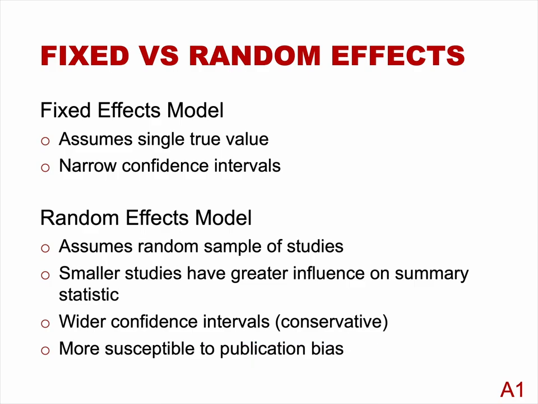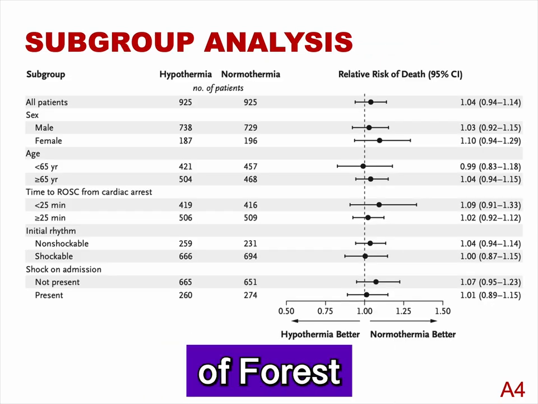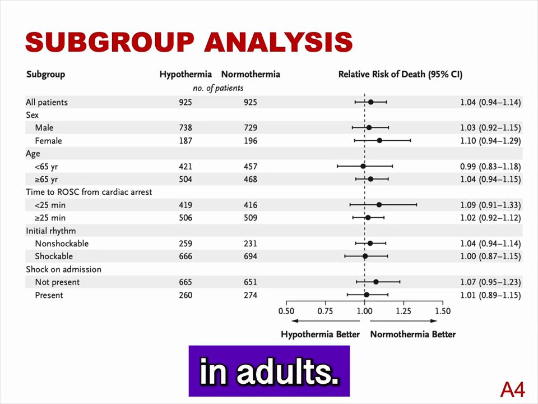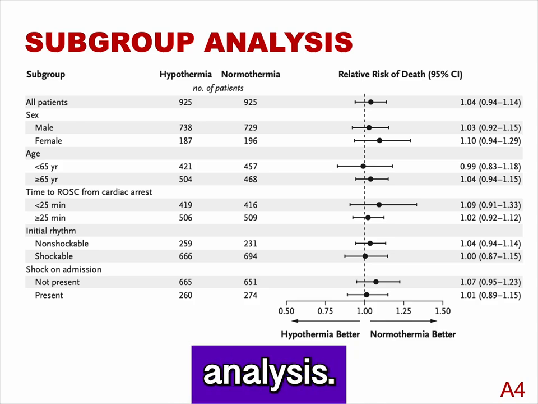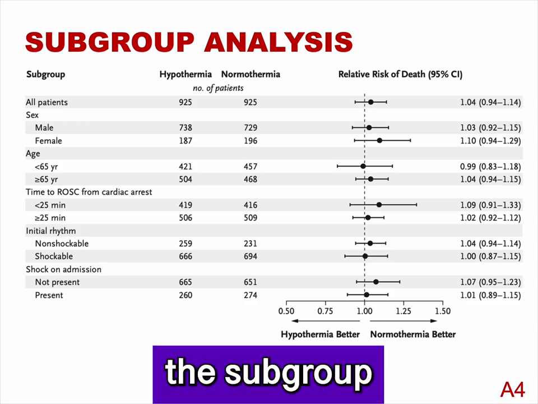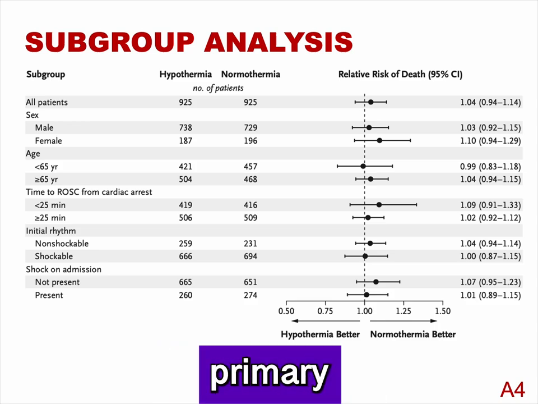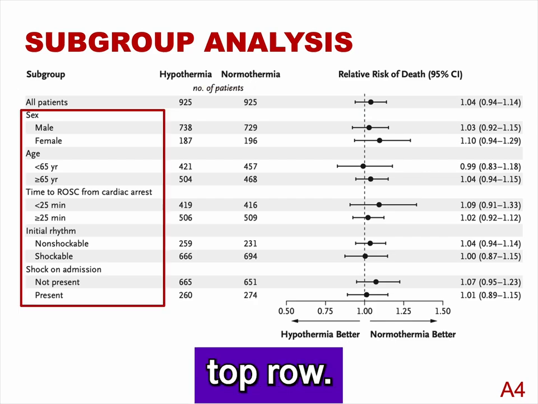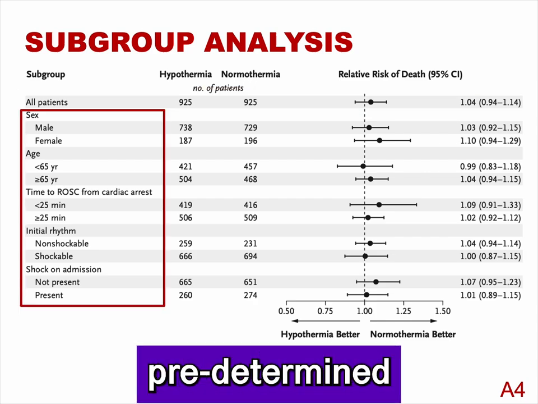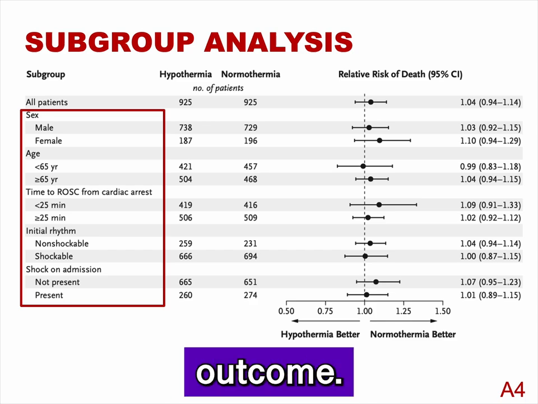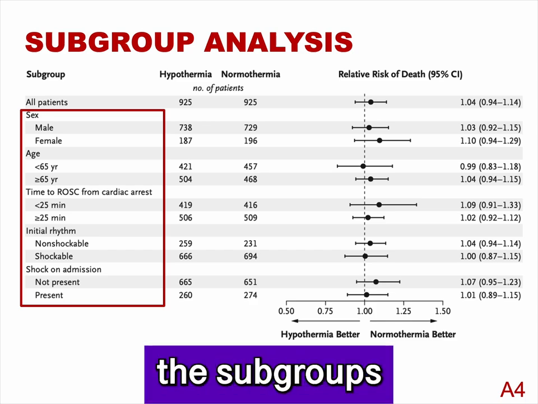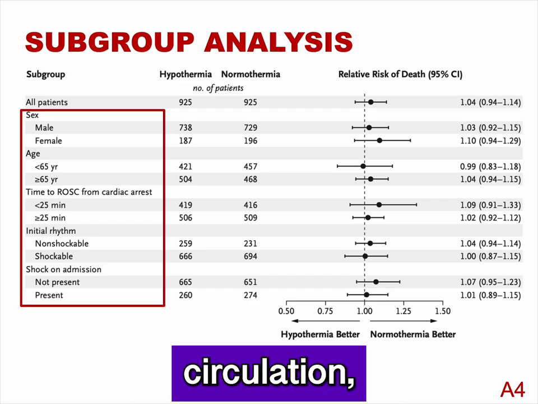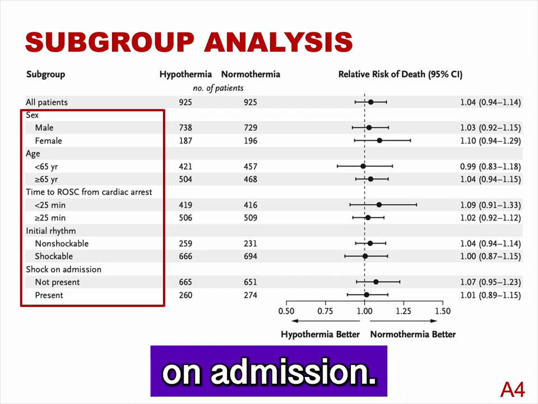This is an example of another use of forest plots from a clinical trial of therapeutic hypothermia on cardiac arrest outcomes in adults. This is a subgroup analysis. The categories of the subgroup are assessed for the impact on the study's primary outcome. The outcome in all patients is included in the top row. Which subgroups to include should be predetermined based on the plausible association with the study outcome. In this study, the subgroups include sex, age, time of return of spontaneous circulation, initial rhythm, and shock on admission.